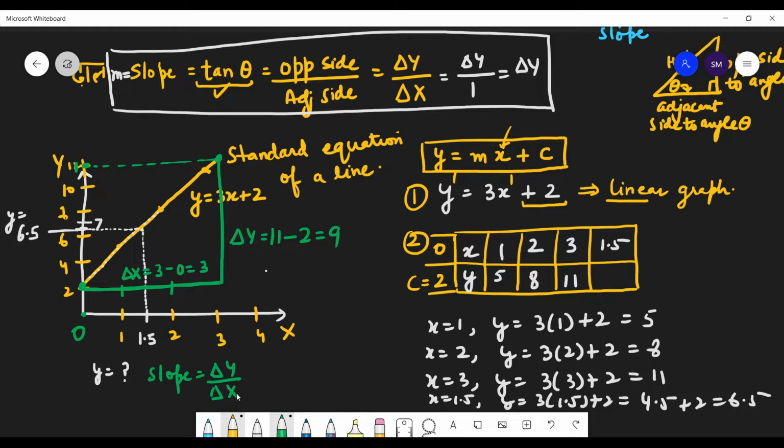So now the slope equals the change in y-axis divided by the change in x-axis. So what will the slope be equal to? 9 upon 3, that is 3 upon 1, which equals 3. So from here also you can directly tell that the slope is 3. Yes or no?